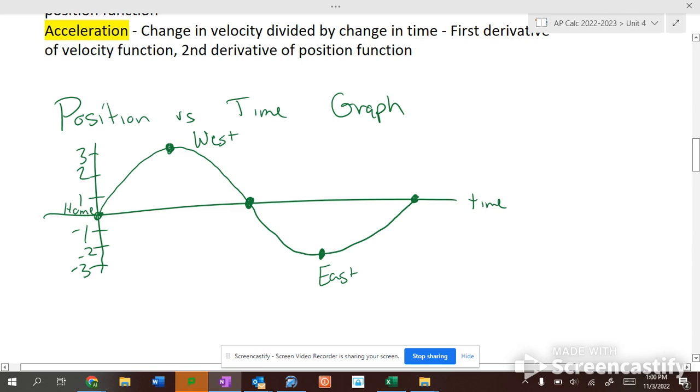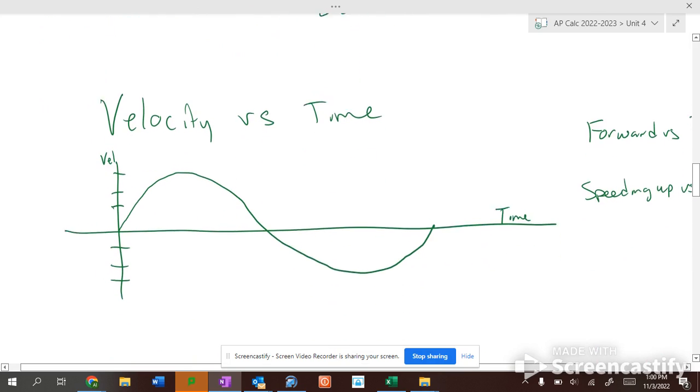Now, so you're going away from home, you're going back towards home, away from home, back towards home. So just because you're negative doesn't mean you're going slower or anything like that. It's just which direction you're traveling in. Okay? That's position versus time.